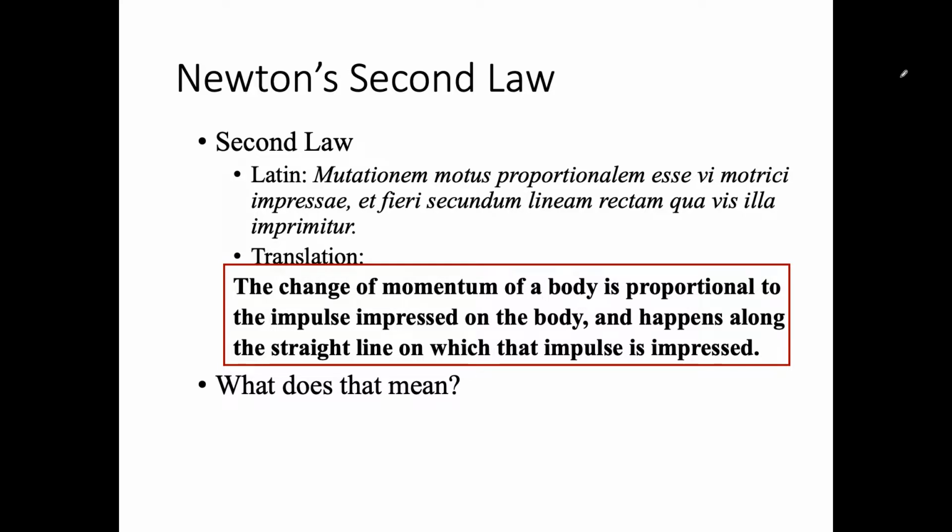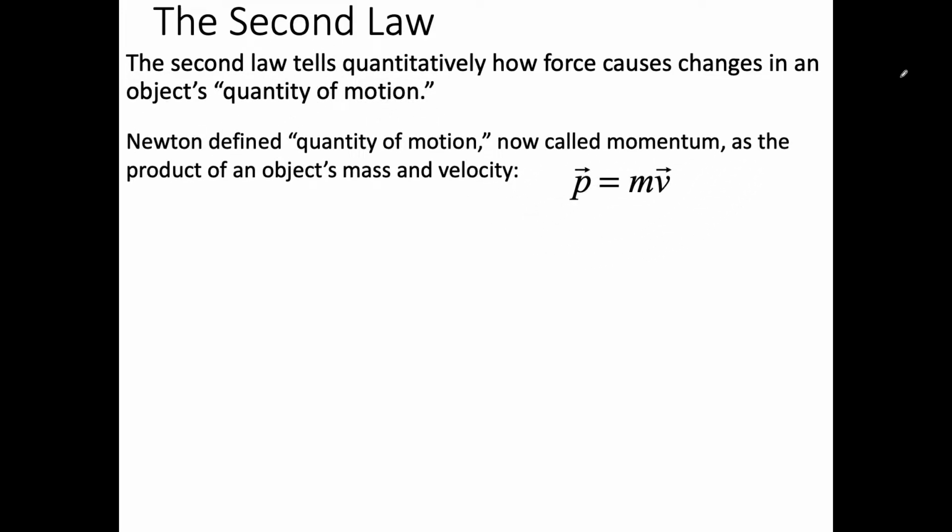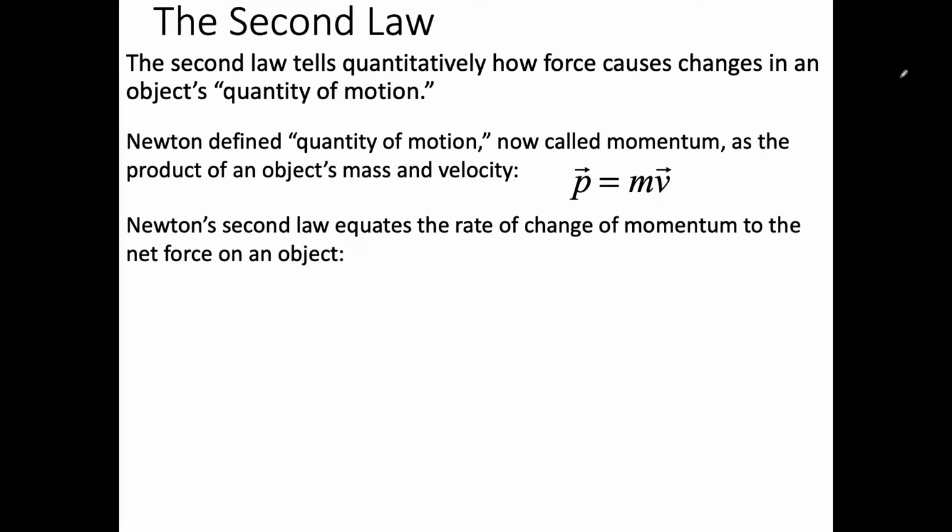Now let's try to understand it. First of all, Newton defined a new quantity called quantity of motion, and that quantity of motion has evolved to a new name, momentum, in modern physics. It's defined as mass times velocity. Its direction is the same as velocity, and its magnitude is mass times velocity.